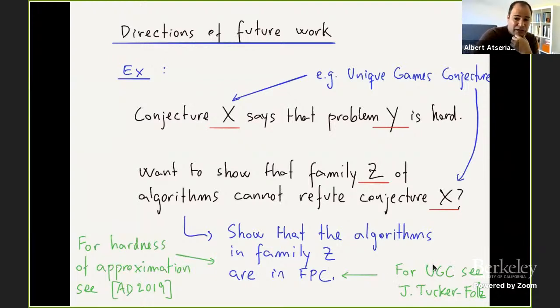Now for the unique games conjecture, there is some initial work by Jamie Tucker-Foltz. This is a very recent paper that is very interesting, and it doesn't solve the unique games conjecture for the algorithms of FPC, but it makes some good progress. For hardness of approximation, like max 3-SAT and max 4-SAT and all that, we did it with Anuj Dawar a couple of years ago.